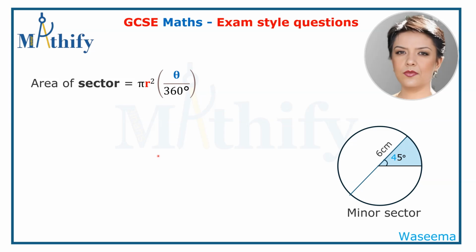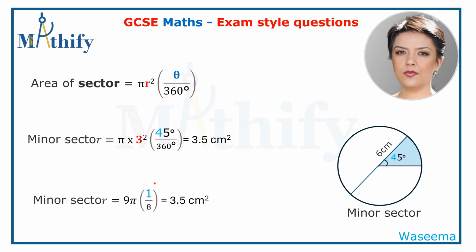Our diameter is 6 centimeters and our formula is in the form of pi r squared. So we need to divide 6 by 2 to work out the radius of this circle, which is 3. So we will do pi multiplied by 3 squared multiplied by 45 divided by 360. That will give us our minor sector area of 3.5 centimeters squared.